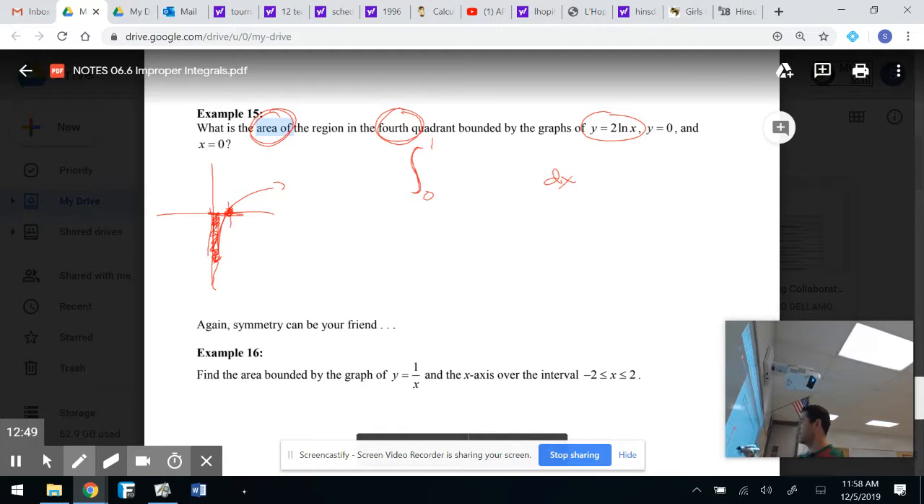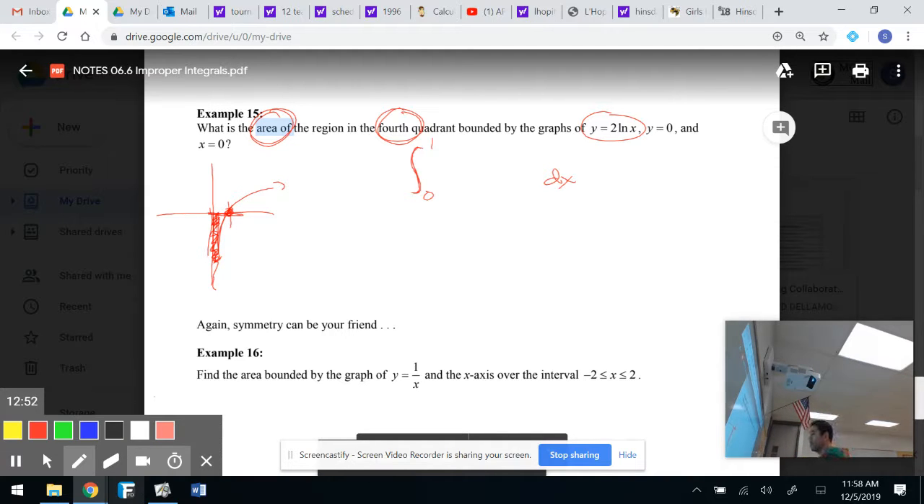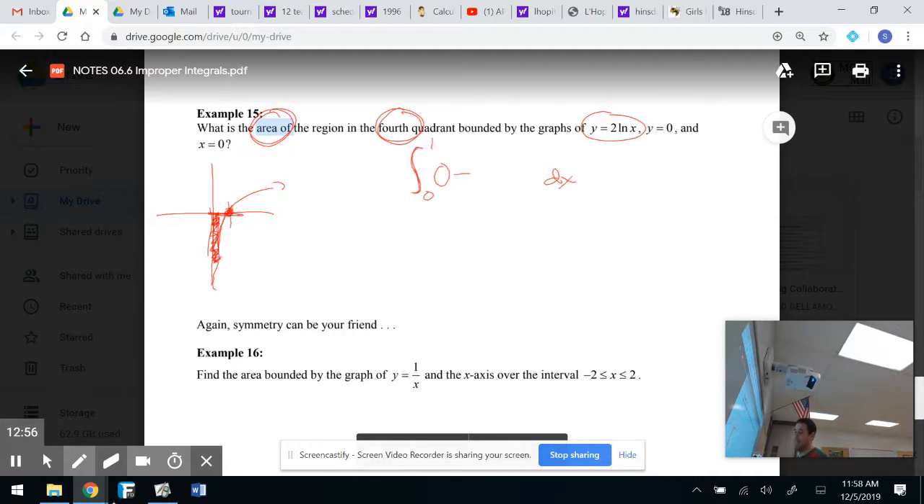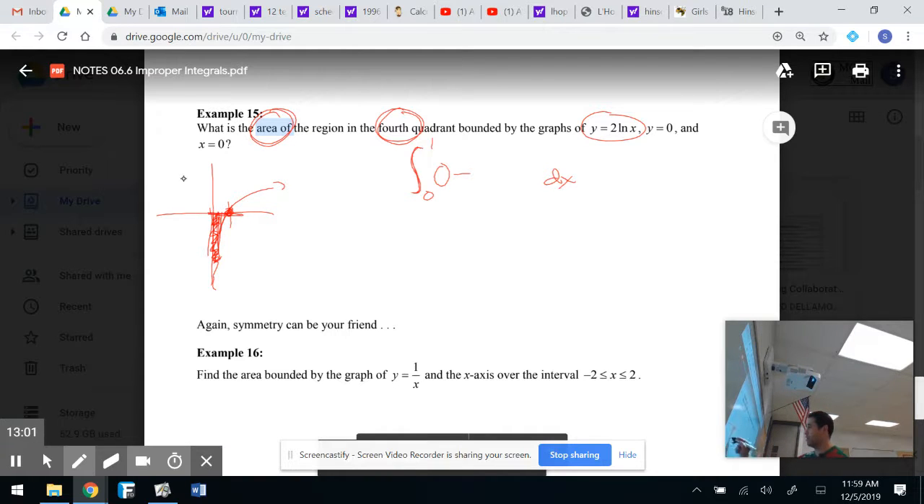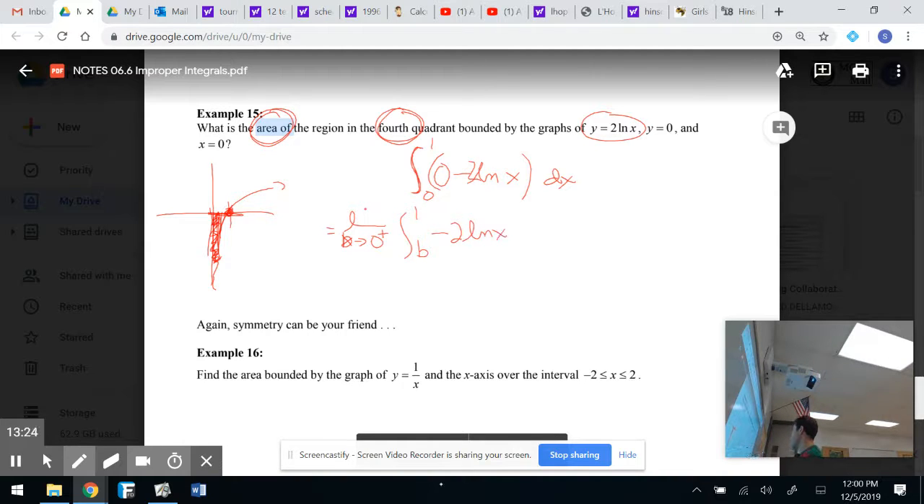My rectangles don't really get broken up, okay? So I'm going to go a little top minus the bottom, right? So what are we? A 0 minus, right, class? Because that's my rectangle, top minus bottom, 2 natural log of x. Then I'm just going to do work. That gives me the area, but I'm going to have to do it with an improper integral because we're going to do it as b approaches 0 from the right-hand side, and we're going to go from b to 1 of -2 natural log of x dx.